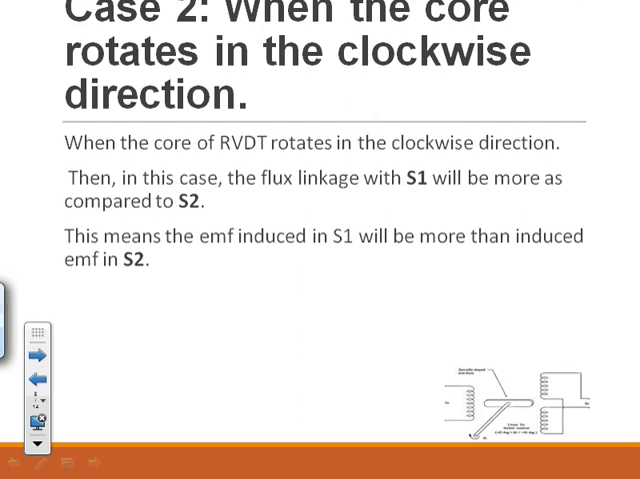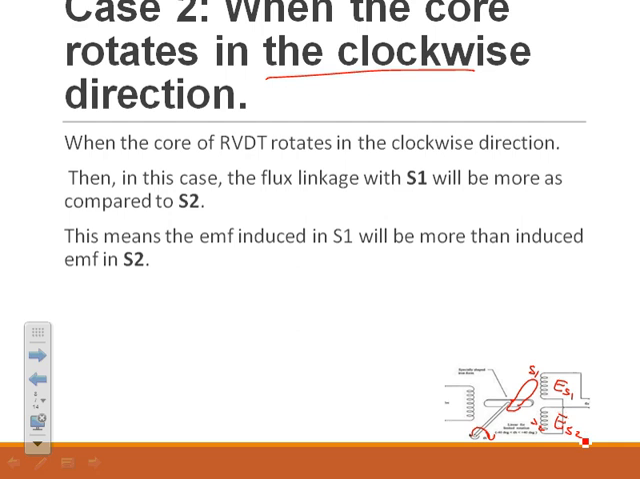Then case 2. When the core rotates in the clockwise direction. When the core is rotated in this direction, what happens? The core will move more toward S1 compared to S2. This is S1 and this is secondary winding 2. The voltage here is represented by ES1 and this voltage is equal to ES2.